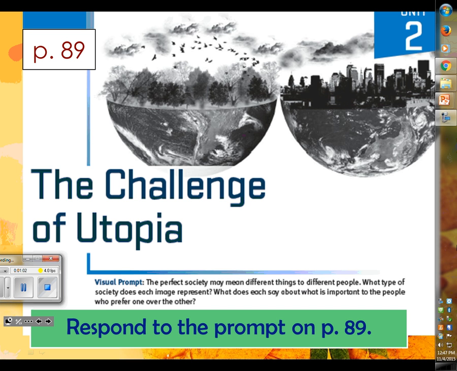A perfect society may mean different things to different people. What type of society does each image represent? What does it say about what is important to the people who prefer one over the other? Okay, what do you think people really value if they live in a community that looks like the image to the left, the very natural image? What do you think those individuals would value, those citizens?